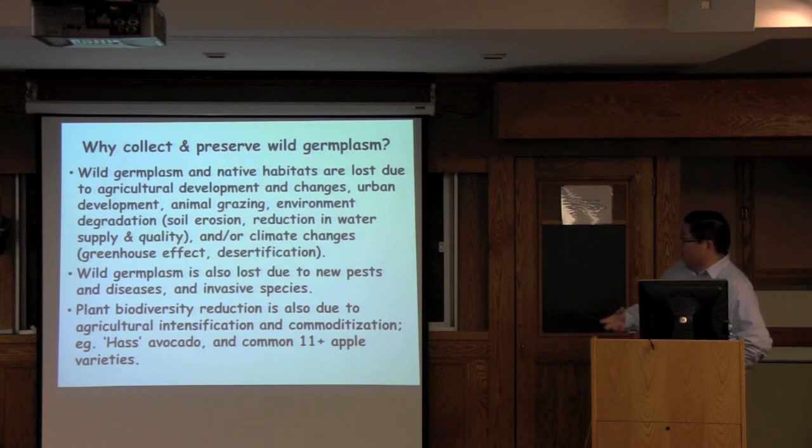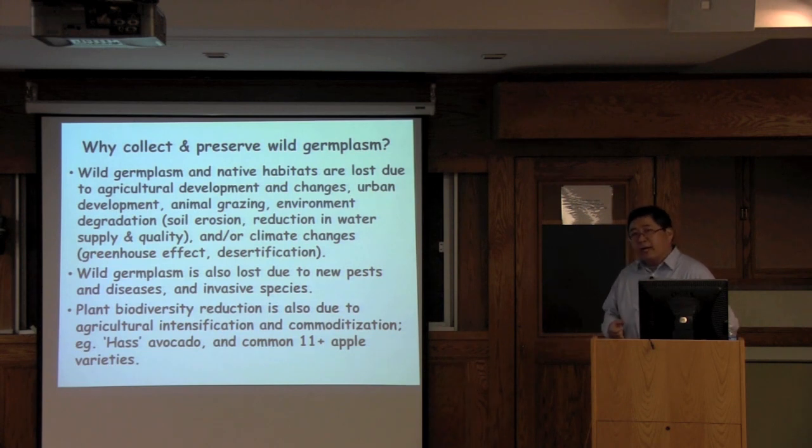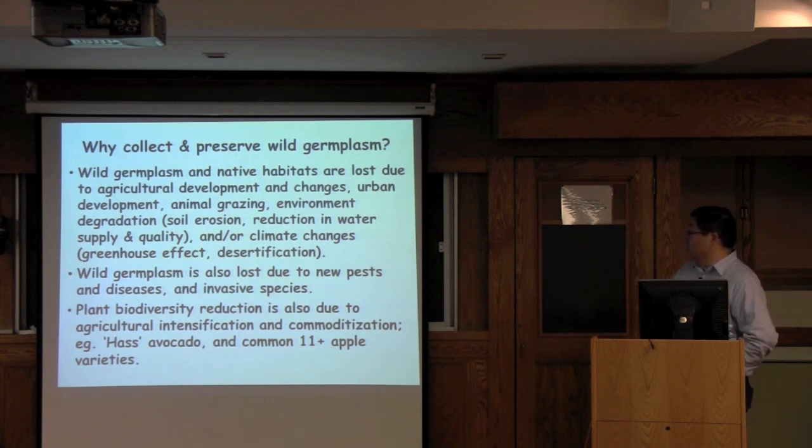For example, for the worldwide avocado trade, basically 95% of all the trade just relies on a single variety, the Hass avocado. Similarly, when you go to most supermarkets outside in New York, you will probably only find about 11 apple varieties. You will commonly see those in the supermarket.